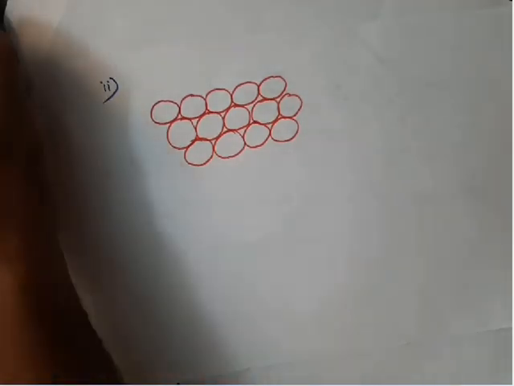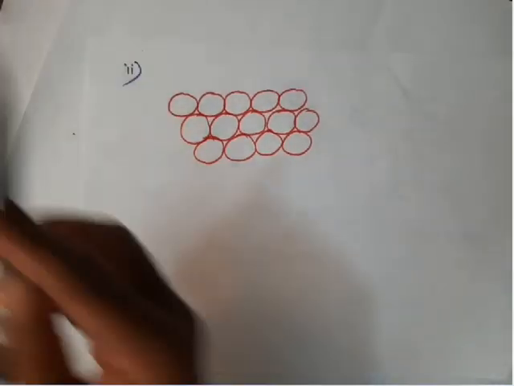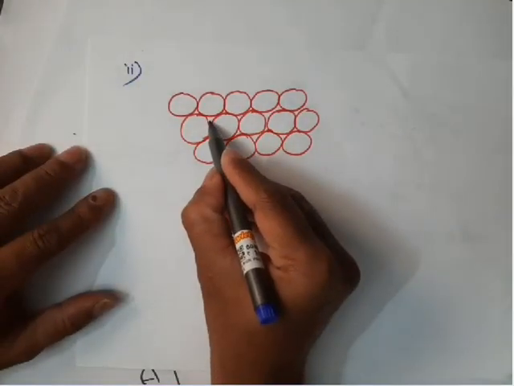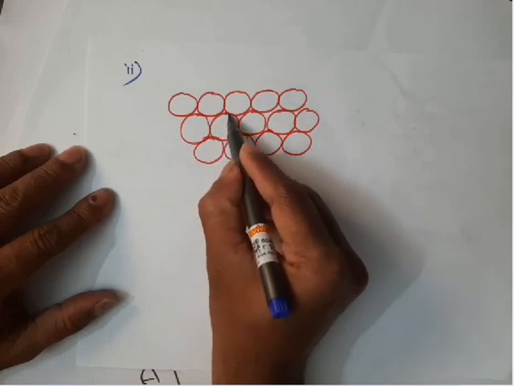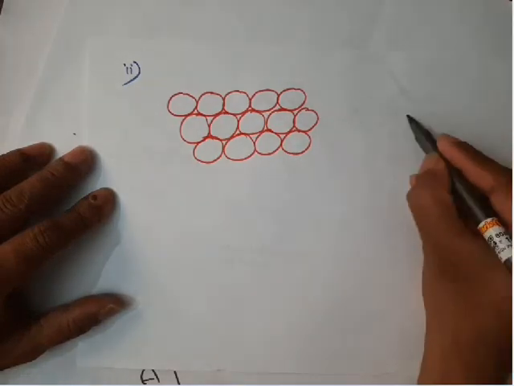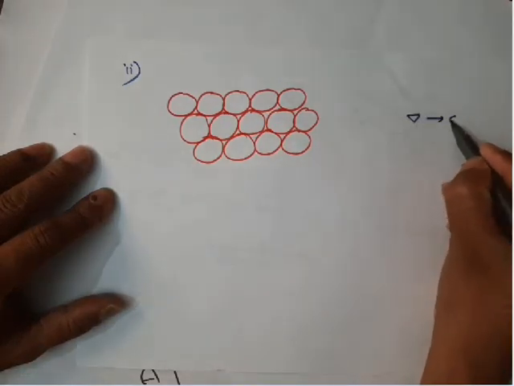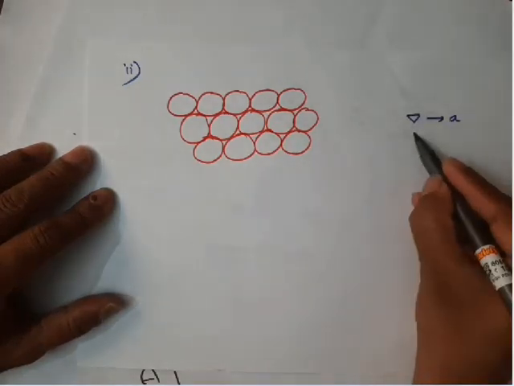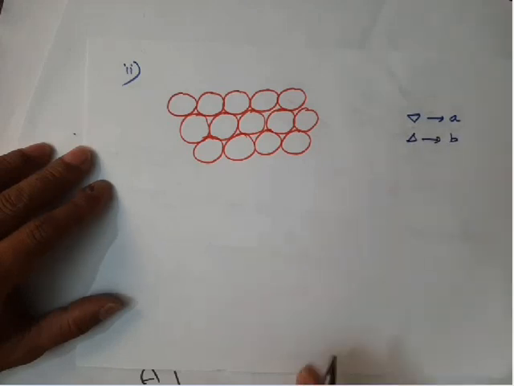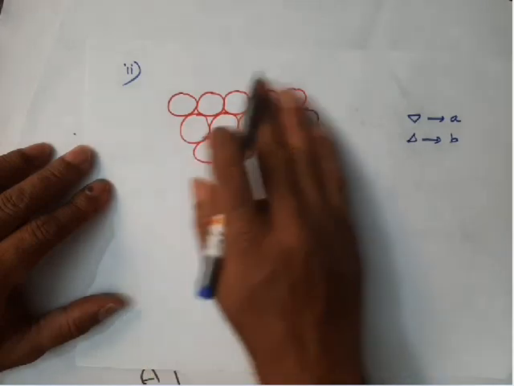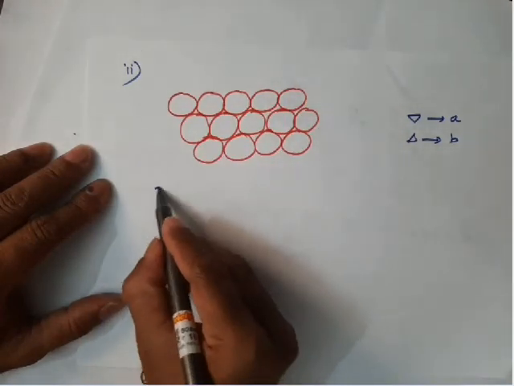So in the first layer we have two types of depression. I have told you. This is A type depression, which looks like a downward triangle, and here I have B type depression. This type of depression I am representing as A type, and this type I am representing as B type. This is the first layer. Now I am placing the second layer.